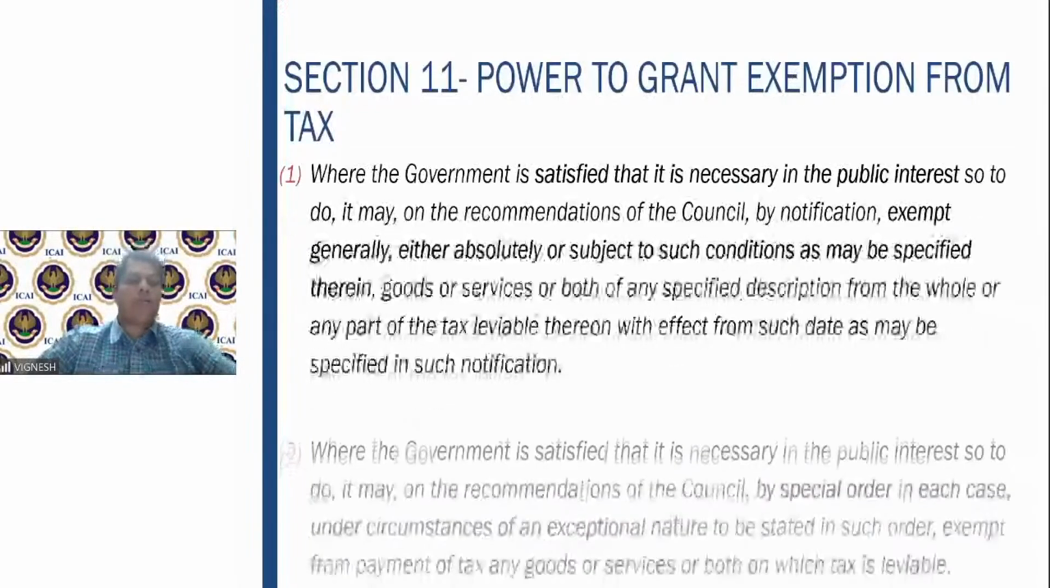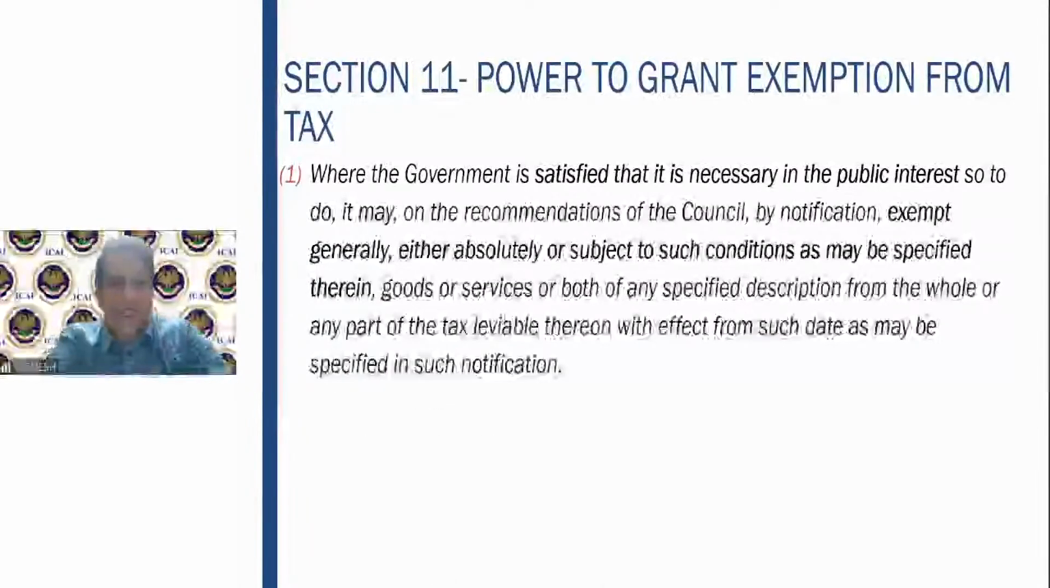Yeah. So what does the section say? Where the government is satisfied that it is necessary in the public interest so to do, it may, on the recommendations of the council, by notification exempt generally, either absolutely or subject to such conditions as may be specified, goods or services or both of any specified description from the whole or any part of the tax leviable thereon, with effect from such date as may be specified in such notification.